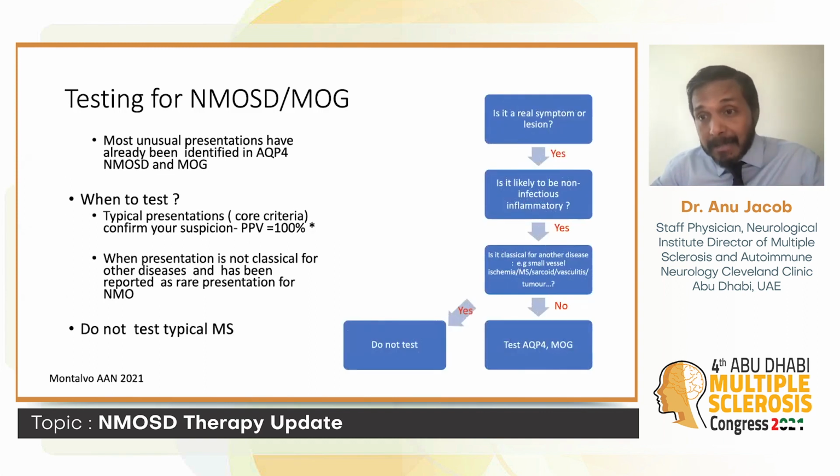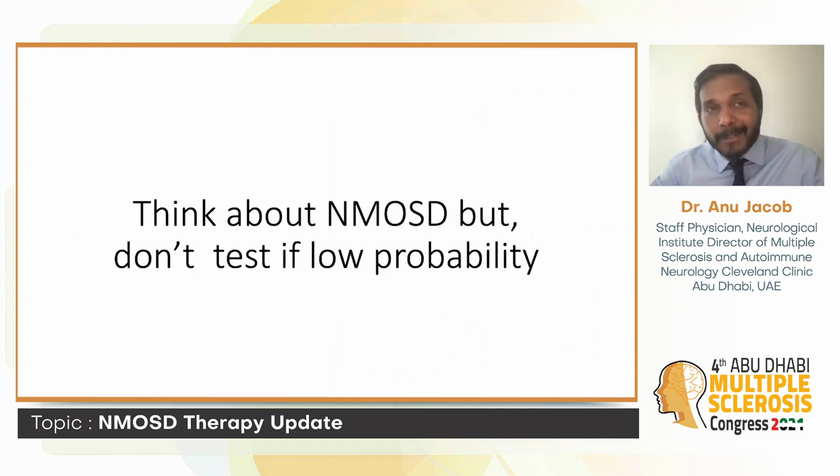So is it a real symptom or a lesion? Is it likely to be non-infectious inflammatory? Is it classical for something else? If it is, don't test. If it is not classical, but could be a rare variant of NMOSD, then yes, go ahead and test. So think about NMOSD always, but don't test if low probability.